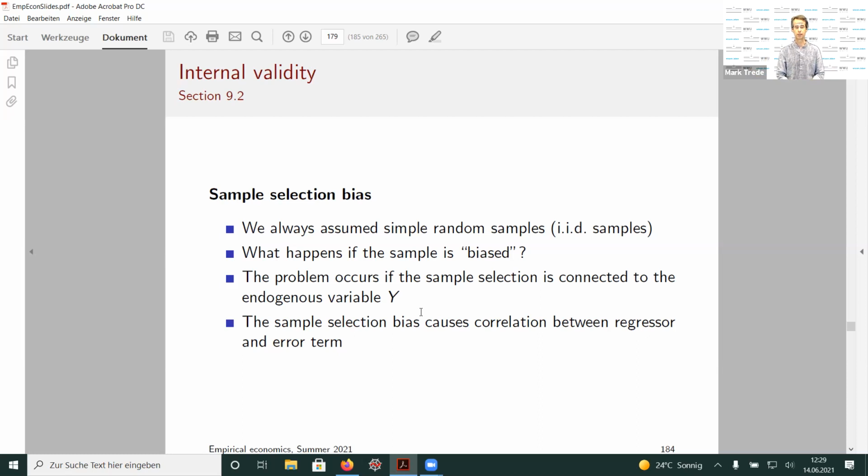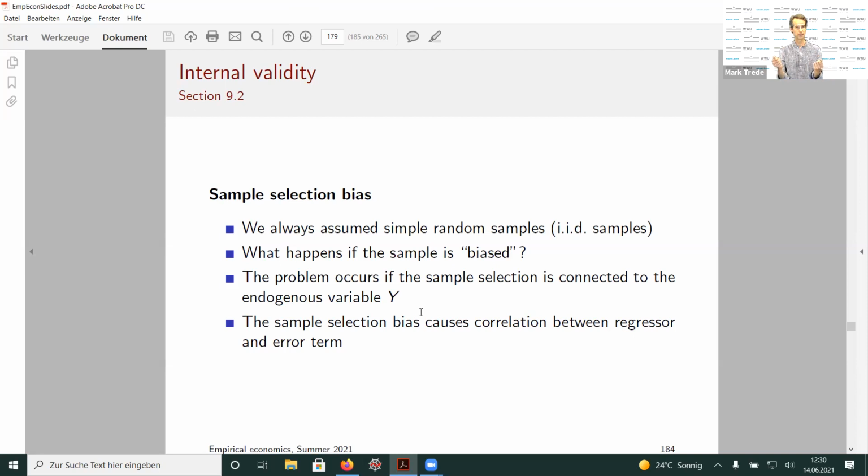Okay? So up to now, we just assume that what we call assumption number 2 for the OLS setting is actually satisfied. But it could happen that samples are, in a sense, biased. And this problem happens, or can happen, if the sample selection is not random, or is not totally random, but in some way connected to the endogenous variable y. I will give you an example in a minute to make that clearer. And in that case, this sample selection can cause correlation between those variables that we use as regressors and the error term, so the x and the u.